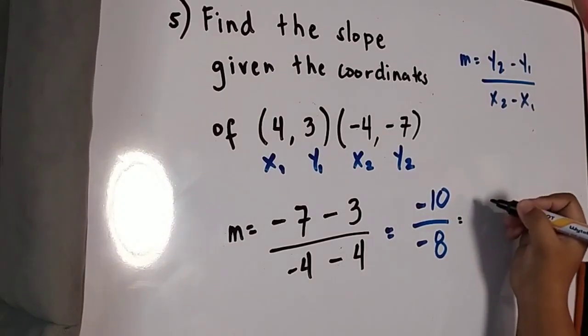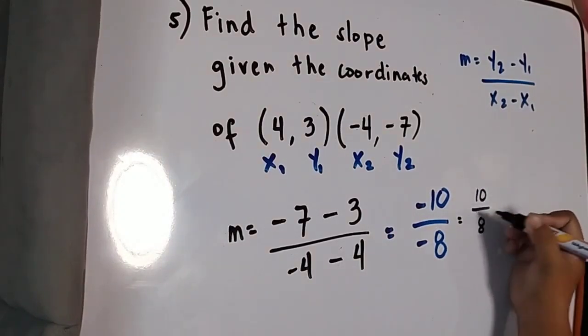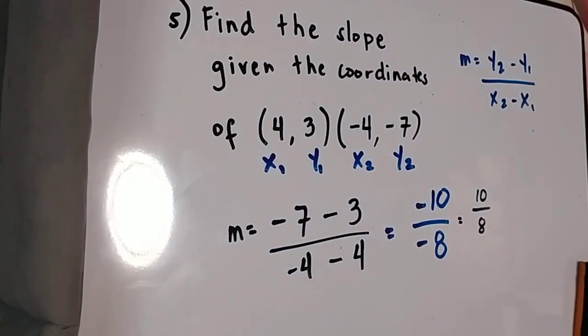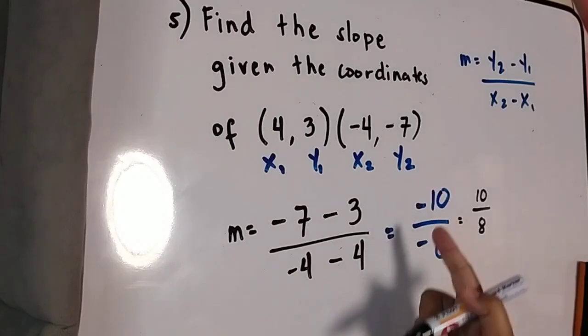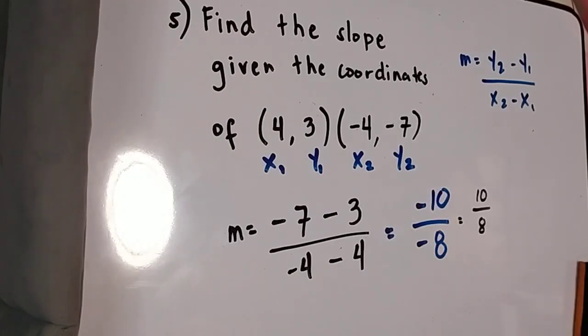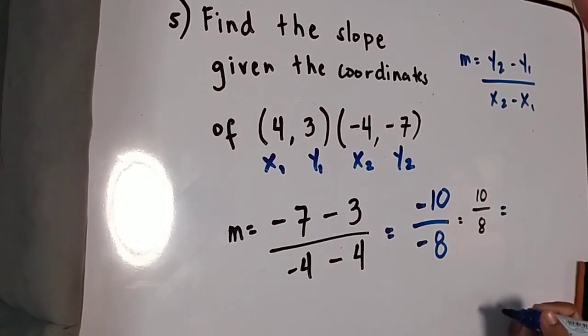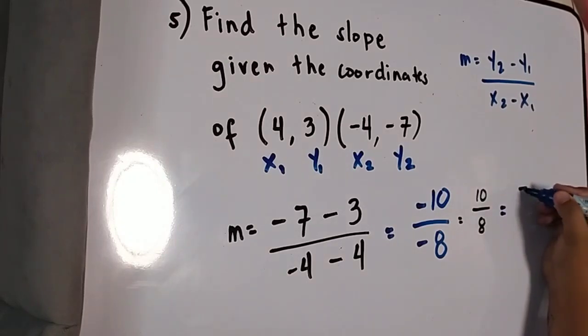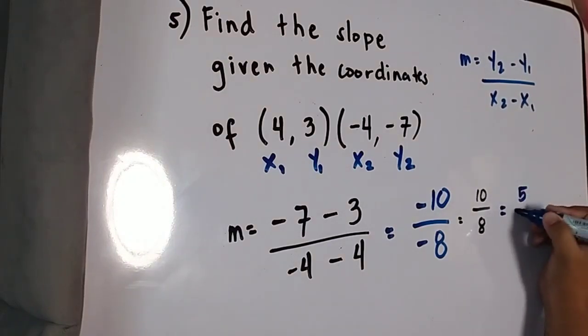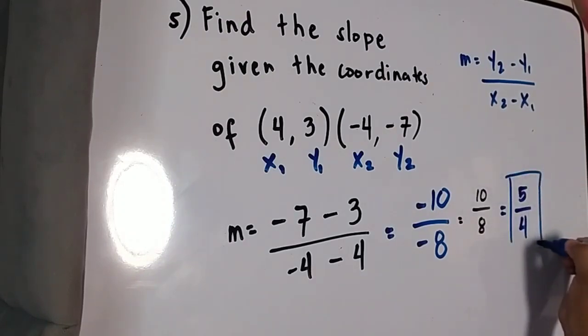So, it will become 10 over 8. Pero pag isang negative sign lang, either sa numerator or denominator, ibig sabihin negative talaga yung value. Pag dalawa, positive. Then, you have there 10 over 8. Simplify, di ba pwede pa? Kailangan lagi din simplest form yung value ng slope. So, the simplest form is, we can still divide both sides by 2. So, this is 10 divided by 2 is 5. Then, 8 divided by 2 is 4. So, final answer is 5 over 4.